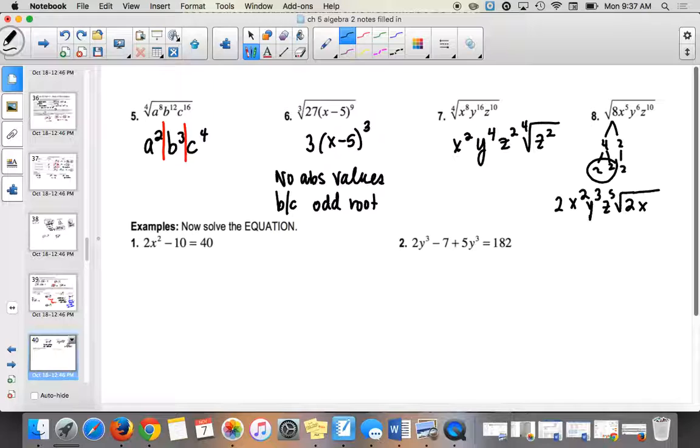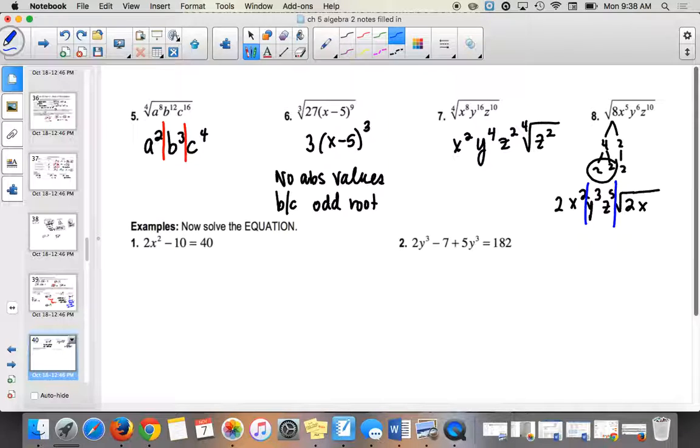So I had an even root originally because I had a square root. It's a 2 in there. Did I end up with anything raised to an odd power? I did. So depending on what y and z are, those could be negative, right? If I had like -2 for y or -1 for z, that would be a negative output. So we put absolute values around just that part.